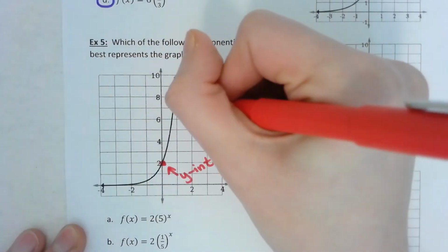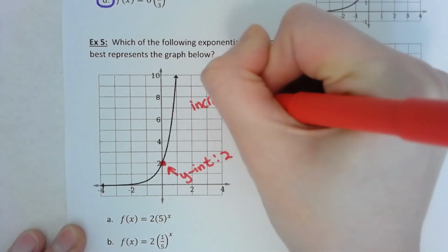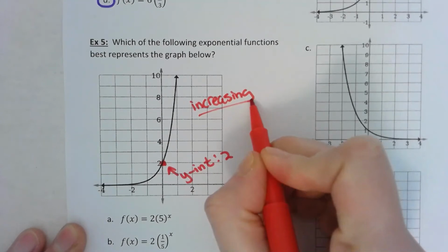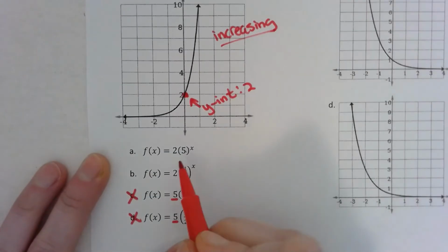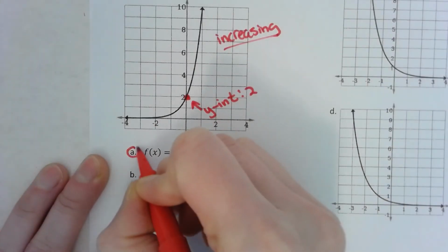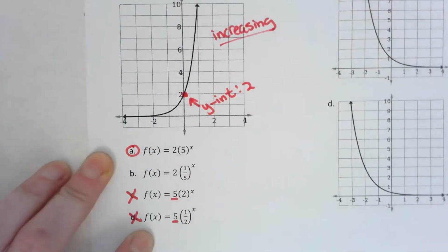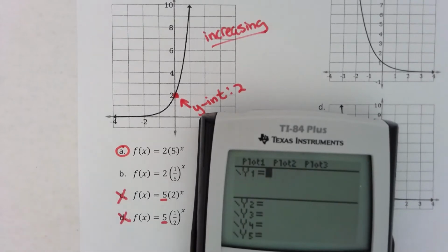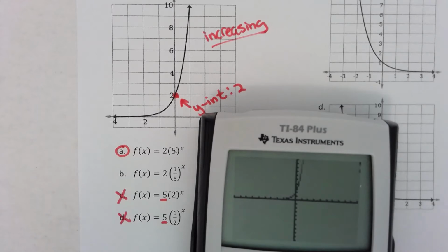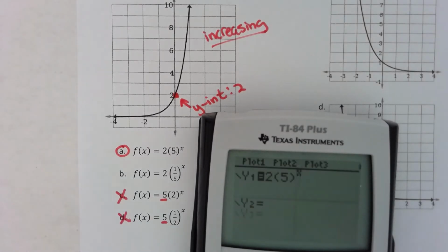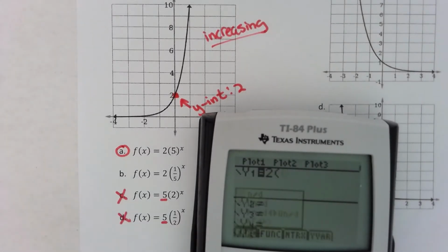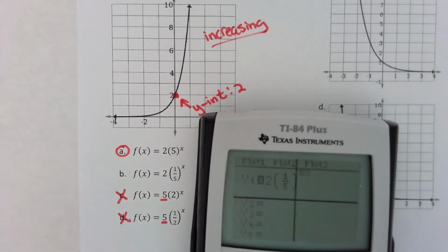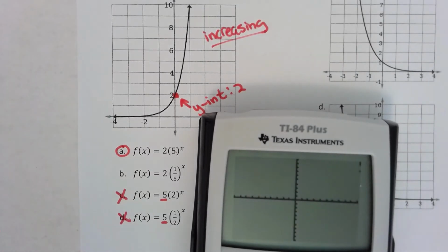This time, my line is increasing. If your line is increasing, that means exponential growth, which means we are looking at answer choice A. That number inside the parentheses has to be bigger than 1 in order for it to be exponential growth. And you could even just plug this one in and graph it. You can kind of see that it matches. And if you had tried answer choice B, you would have been able to at least eliminate an answer, because you can see that the line is actually going the wrong direction for answer choice B.